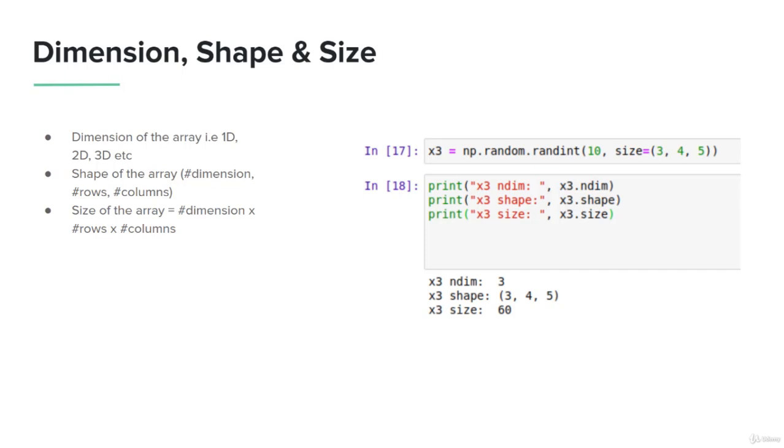So this is the first code. Here we are creating an array of random integers. We have 10 random integers, and the size of the array is 3, 4, 5. If you just forget about the concept we have just studied and initialize these values to x3, now you want to read the three attributes of dimension, shape, and size. We're going to access these attributes: x3.ndim is the number of dimensions, x3.shape is the shape, and x3.size is the size. Now we're going to print these three attributes and see what we get.